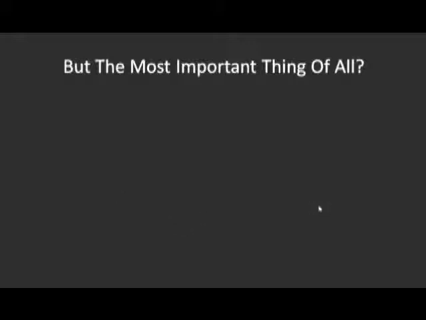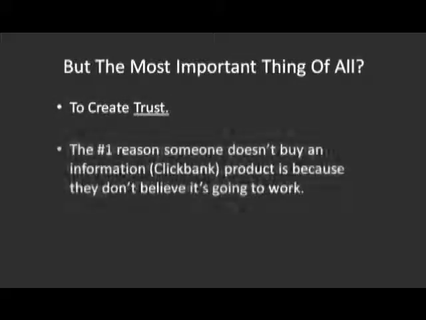But now, the most important thing of all is to create trust. Okay, so if we think about the number one reason, and really think about this, the number one reason that someone doesn't buy an information ClickBank product is because they don't believe it's going to work. That is pretty much the only reason. If someone's looking to lose, well, let's take another example. If someone's looking to make money online and the product promises to make them $100,000 tomorrow, okay, the only reason that they're not going to buy that is because they don't believe it's going to work. I mean, why else wouldn't they? Everyone would buy it if it was definitely going to work. It's just the trust factor.